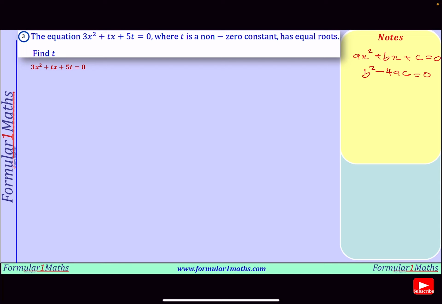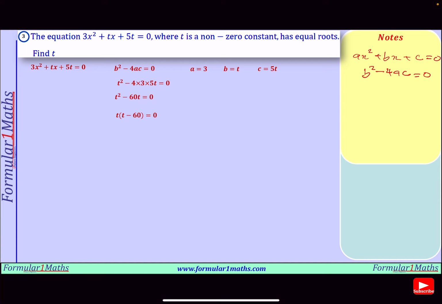So for this case, we have a equals 3, b is equal to t, and c is equal to 5t, the constant term. So we know the discriminant will be equal to 0, where a is 3, b is t, and c is 5t. So the discriminant will be t squared minus 4 times 3 times 5t is equal to 0. Simplify to get t squared minus 60t is equal to 0. We can now factorize this to get t brackets t minus 60 is equal to 0.